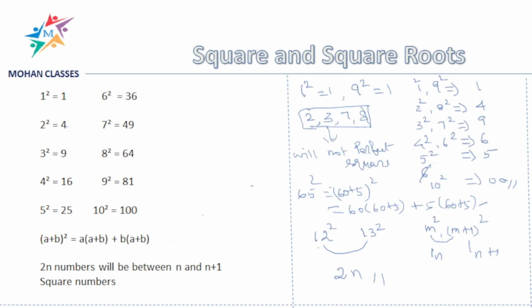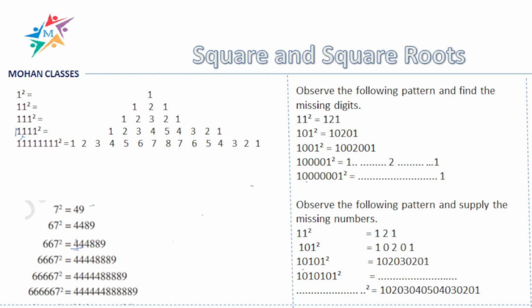Let us see some of the types of square numbers. Here you can see 1 square is 1, 11 square is 121. 1, 2, after 2 it comes 1. If it is 111 square, it is 12321: 1, 2, 3, after that 2, 1 in descending order. If it is 11111 square, 1, 2, 3, 4, 5, after 5, 4, 3, 2, 1. Like that it's going. Understand?